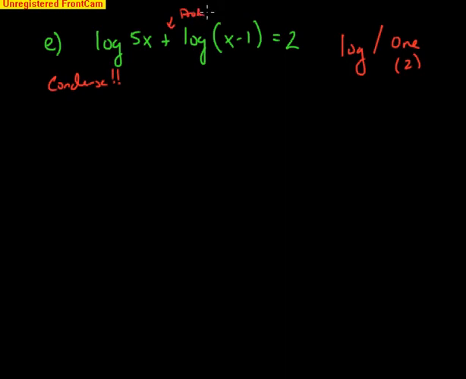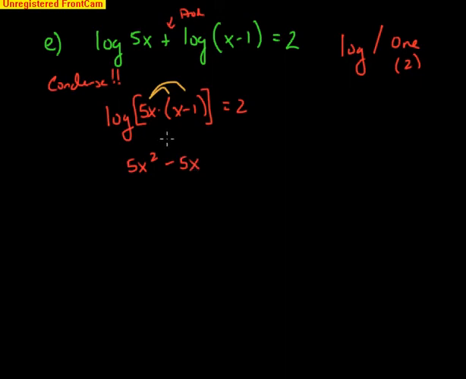So this plus sign means the product property. We can make this log of 5x times x minus 1. And I'm going to put that in a bracket. So now I'm going to do two things in the next step. The first one is I'm going to distribute this and bring it down. So when I distribute it, I get 5x squared minus 5x. And it's going to come out of the log, so I don't need to write the log.